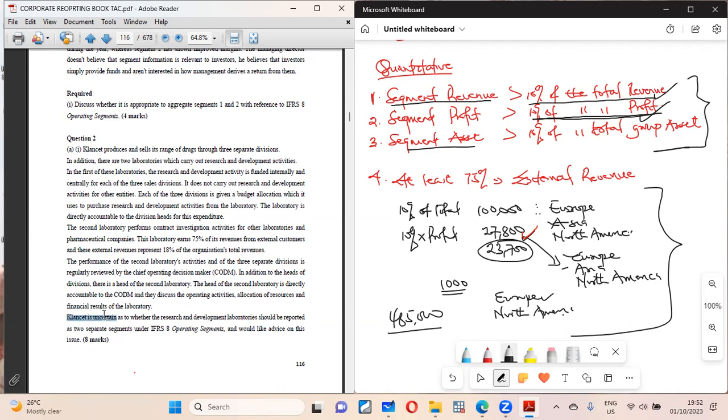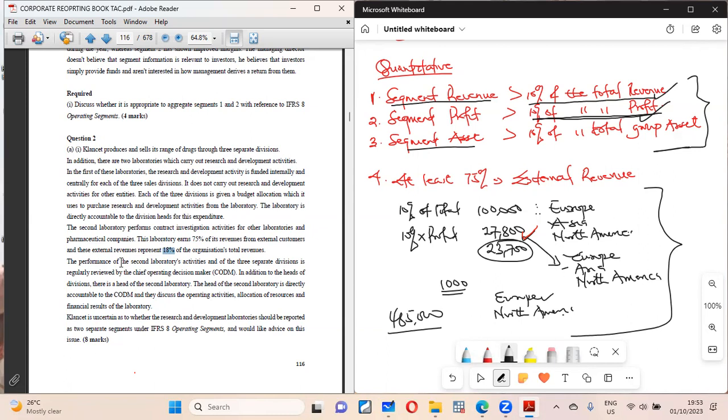You see, this one, they are saying Clanset is uncertain as to whether the research and development laboratory should be reported as two separate segments. So we are looking at aggregation, the same thing. Should it be different or should it be put together? So you have to go through it. And I think they've given you some percentages. So go through it. The solution is there. Try your hands on it. It's not difficult.